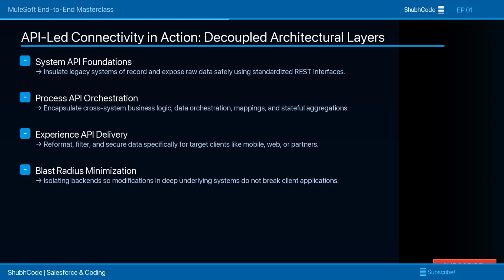By decoupling these layers, you prevent change propagation. If Salesforce updates its metadata, only the system API changes. Your process and experience APIs remain entirely untouched, completely isolating downstream consumers from system-level churn.